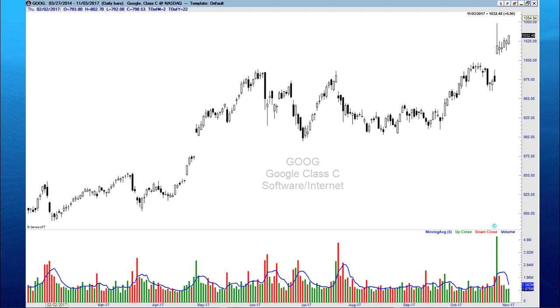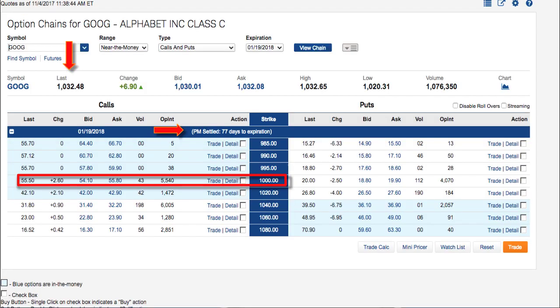This is a chart of Google. At the time that I took the picture of the chart, because I'm not going to take a new picture every time we do a webinar, Google was at, it looks like, $1,000.32. Now I'm going to walk you through an example. You could either buy Google for, let me turn on my drawing tool here, $1,032.48. That's what it's going for. Or what you're looking at right now is called an option chain.